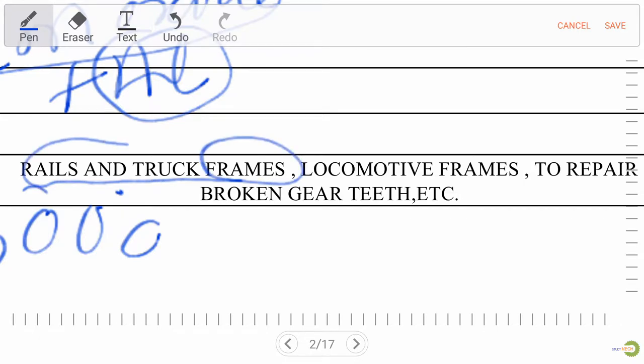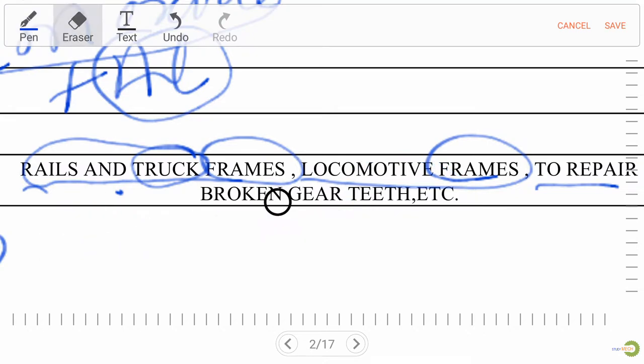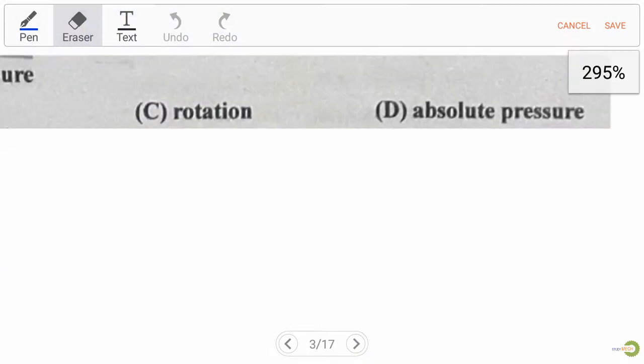It means to weld rail and truck frames and locomotive frames, and also to repair broken gear teeth. So these are very important information. Remember, now let's move to the next question.